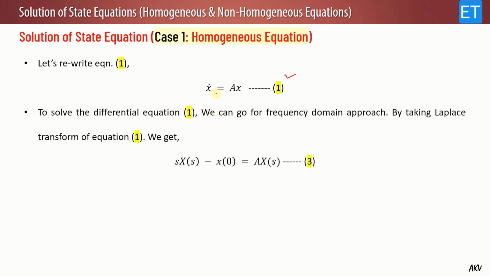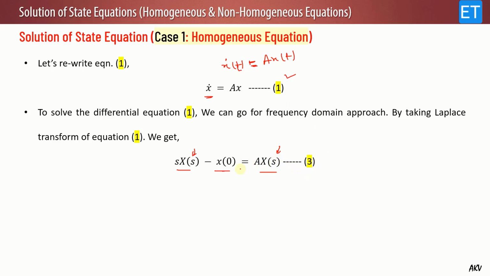To solve this differential equation, we can take the Laplace transform. So x dot, which is d/dt of x, becomes sX(s) - x(0), where x(0) indicates the initial conditions, equal to AX(s). In compact form the t parameter is not shown, x dot equal to Ax(t), so t is also there. This t is now converted into s. So equation 1 is represented in equation 3 in the frequency domain.